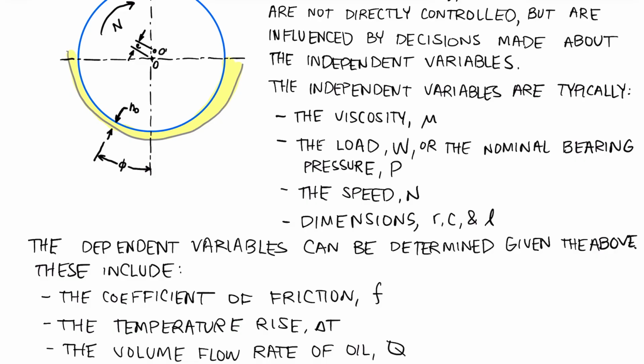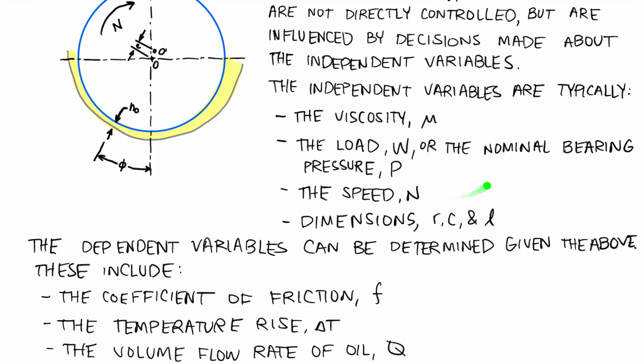But we don't usually use Petrov's model because it doesn't account for this eccentricity that we see in the Raimondi and Boyd papers. So we're not going to get this effect where we have a minimum film thickness on one side of our journal bearing. Petrov's model assumes that the journal bearing will stay perfectly concentric with the housing. So anyway, we can determine the coefficient of friction.